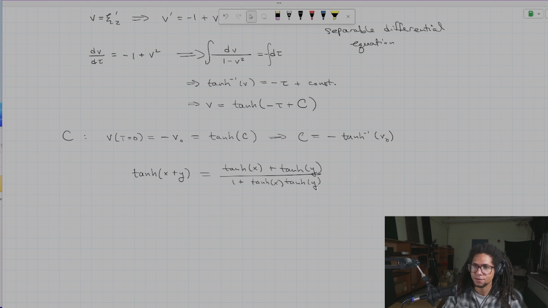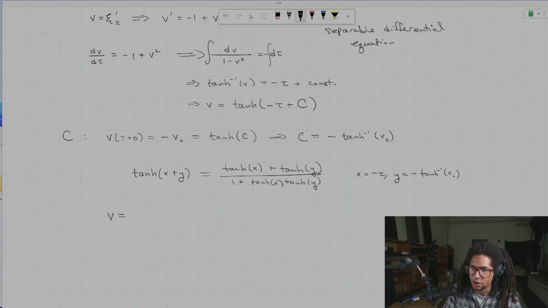Great. So in this case, my x is equal to minus tau, and my y is equal to minus the inverse hyperbolic tangent of v naught. All right. Now I'm going to use this to reduce everything.